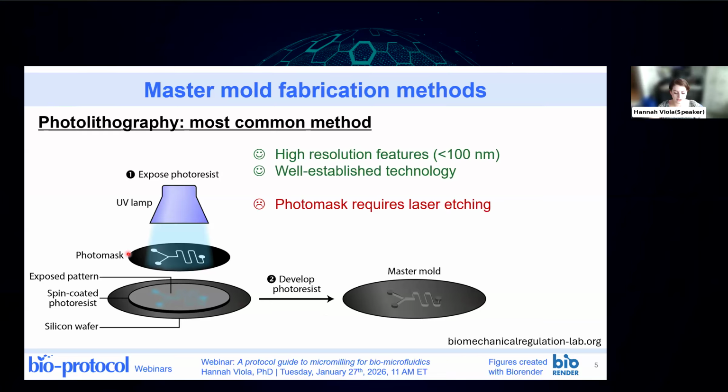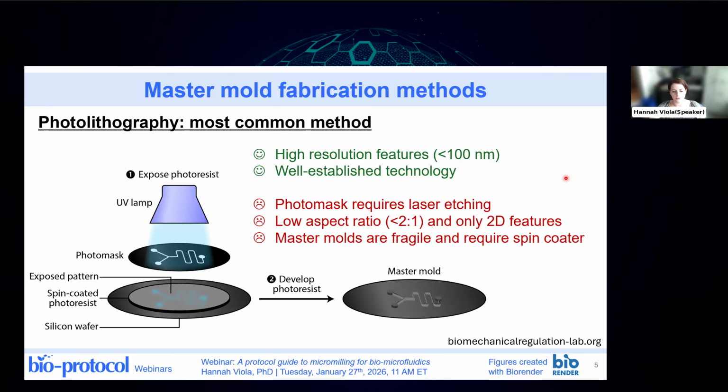But the photomask, you might notice, also has to be created somehow. So we have to use laser etching to make the photomask. That has to be done in a clean room. It can be difficult. You might have to outsource that part of it. It does have a pretty low aspect ratio, so the height to width ratio, you cannot make very tall things. And you can only make two-dimensional features because the method doesn't allow you to make a curved thing, something that curves in the z-axis. You can't really do that with the photomask.